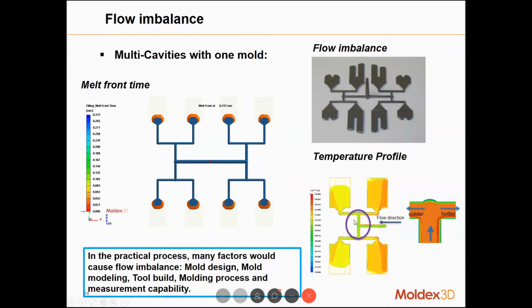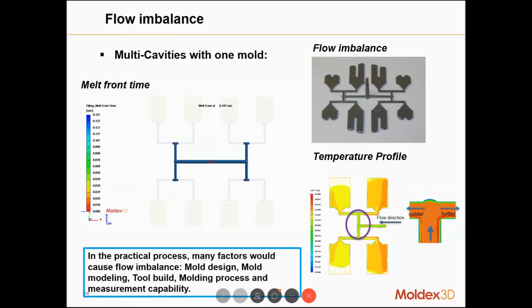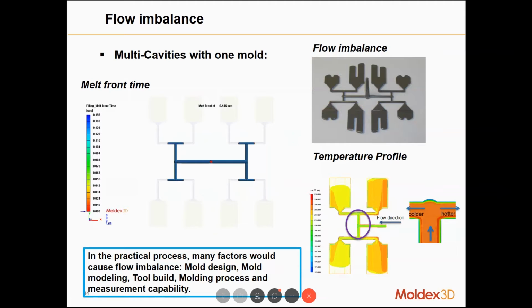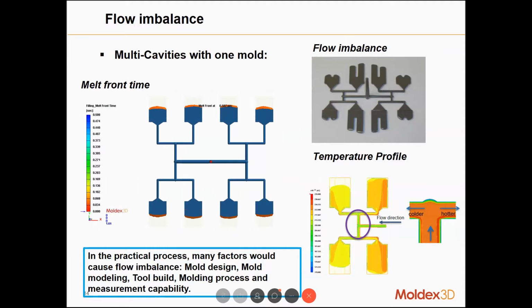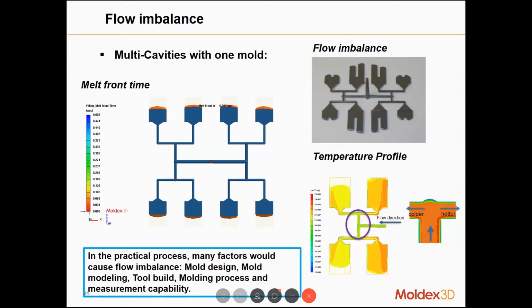But for the practical situation, the mold design, for example, the dimension of the gate or the runner size, are the factors to cause the flow imbalance. And the modeling, how to make the mesh and the mesh type, will cause the flow imbalance. And the mold tooling, how to make the mold during the grinding, milling, EDM, and the assembling process. And how to set our process parameters, and also the measurement capability on your part. These factors are the reasons to cause the flow imbalance.